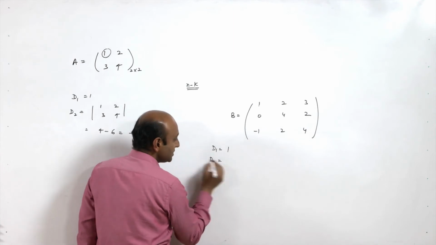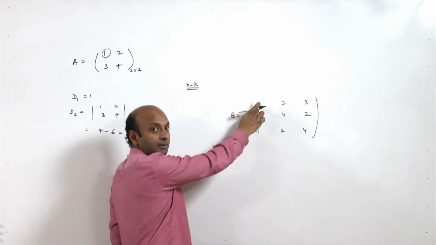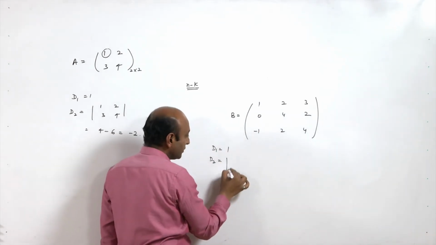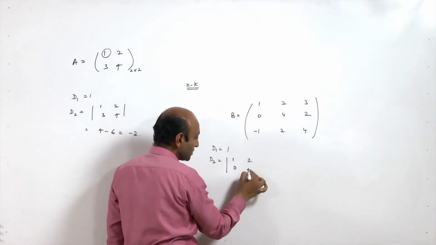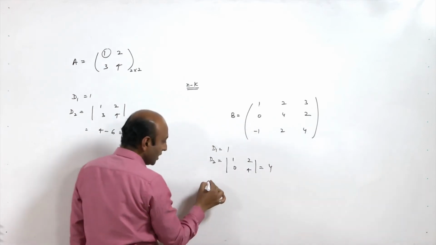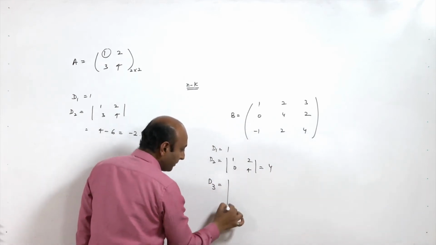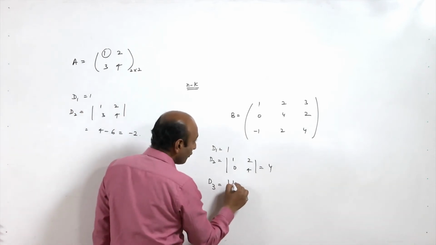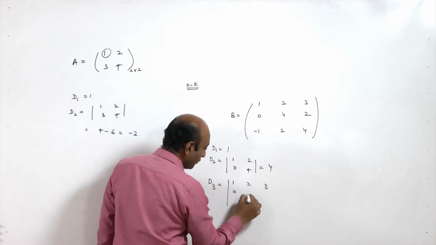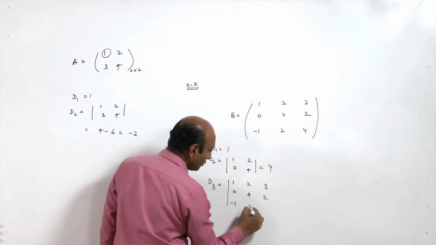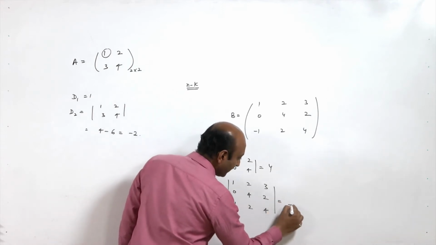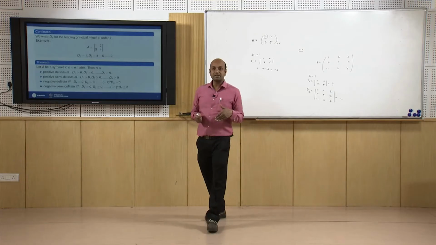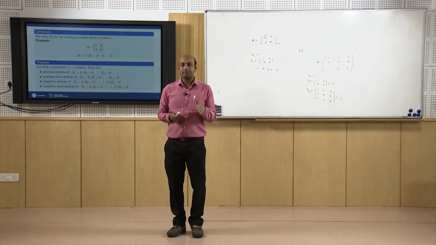Now, D2 is simply you start with this element, take the matrix of order 2 cross 2 and take its determinant, so that is 1 2, 0 4, which is nothing but 4. And D3 is the determinant of the 3 cross 3 matrix, which is the matrix itself, that is 1 2 3, 0 4 2, minus 1 2 4. So, this we can find, this will be D3. That is how we can find the leading principal minors.